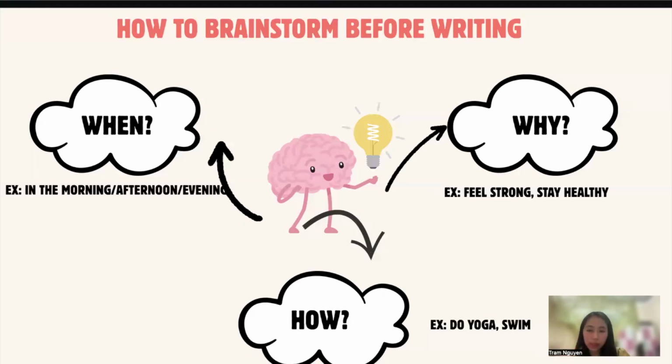and for the second question that you ask yourself, why? To feel strong, to stay healthy, to lose weight, right? And how? How to form a good habit? For example, do yoga, swim, study every night. Okay, so do you have any question about this part? Something that you misunderstand? Okay, it seems like you all understand this brainstorm method, right? That's really, really good. Now, I want you to write down.